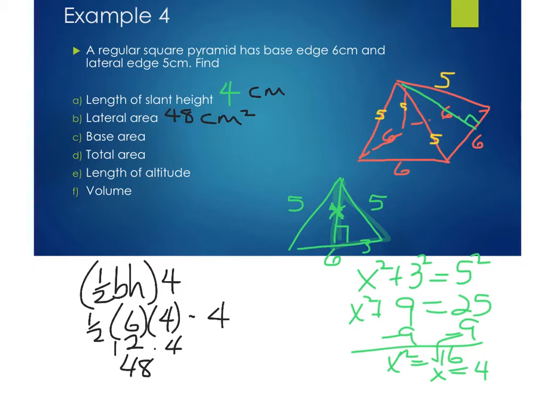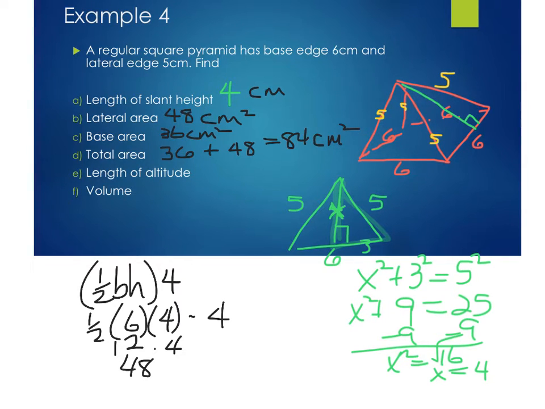For the base area, that's easy. It's a square. It's 6 times 6, and it's 36 centimeters squared. So now to find the total area, I'm going to take my base area, which was 36, add the lateral area, which is 48, and I get 84 centimeters squared.